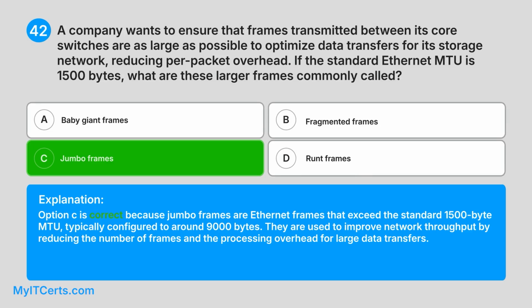Correct answer, C. Jumbo frames. Explanation. Option C is correct because jumbo frames are Ethernet frames that exceed the standard 1500-byte MTU, typically configured to around 9000 bytes. They are used to improve network throughput by reducing the number of frames and the processing overhead for large data transfers.